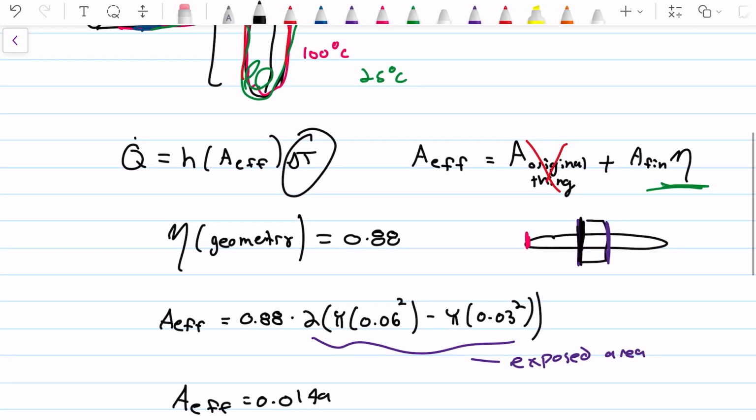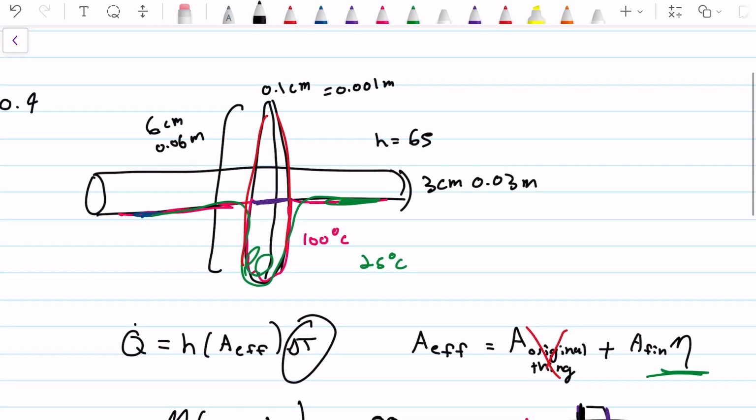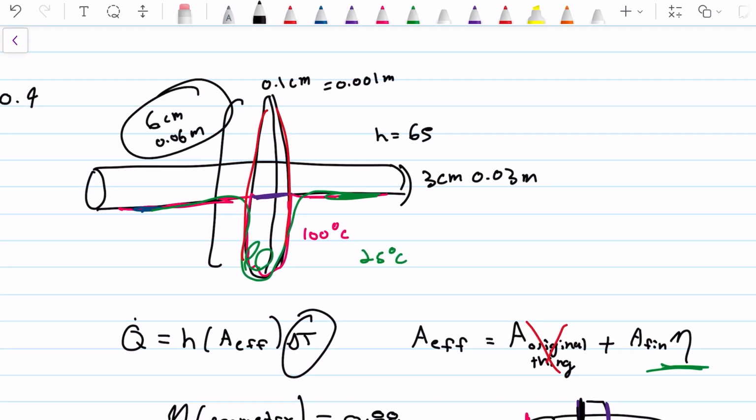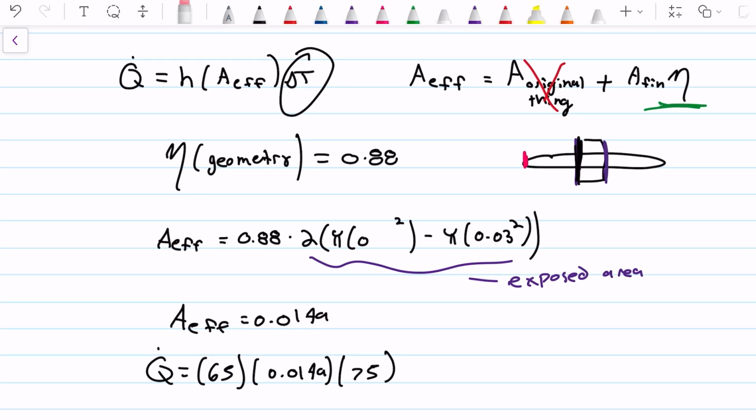Oh, okay, I see where I went wrong. I took the outer diameters. I read it wrong. The 6 centimeter was the outer diameter, so the radius was actually 0.03 meters, and for the inner one it'd be 0.015 meters. Oopsie doopsie. So this becomes 0.03, this becomes 0.015. That's going to change things. Okay, let's do this new calculation.